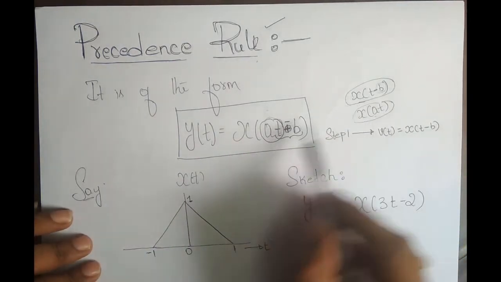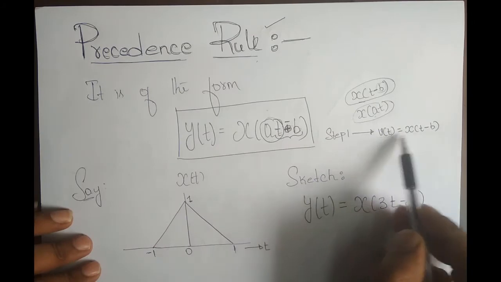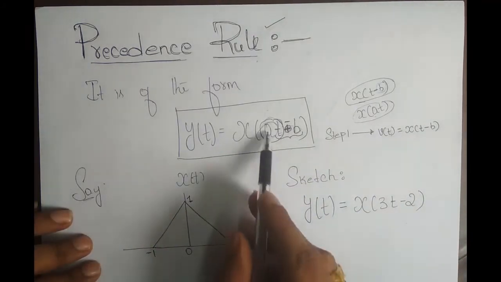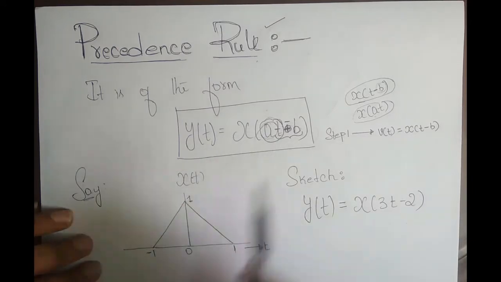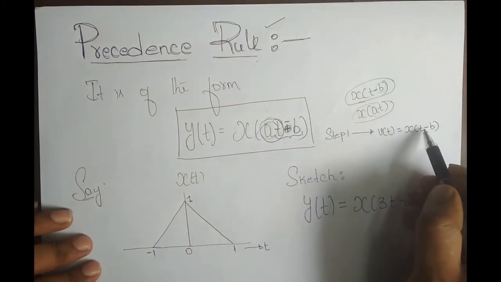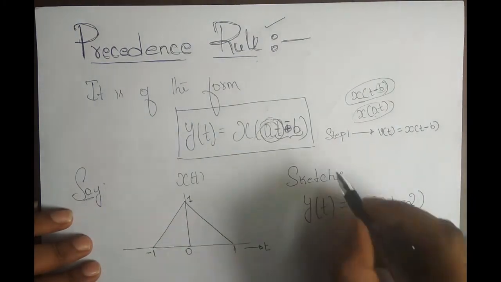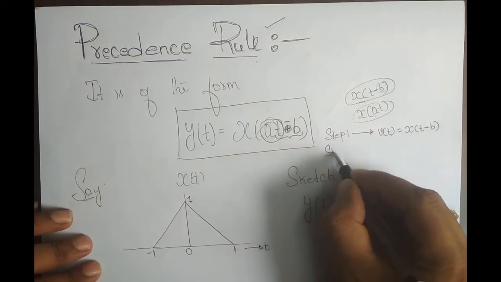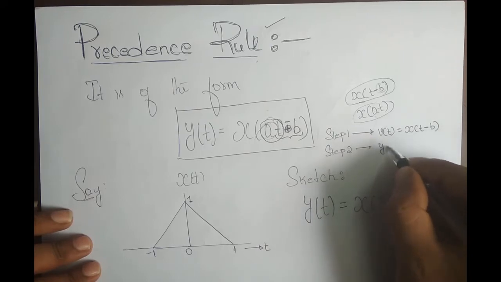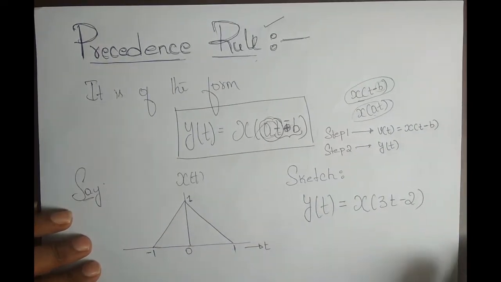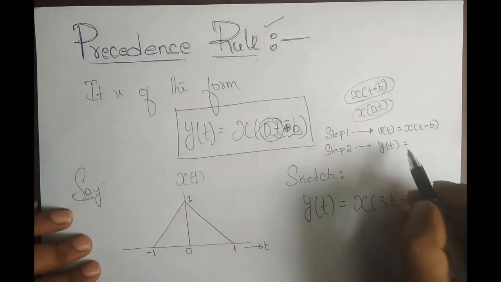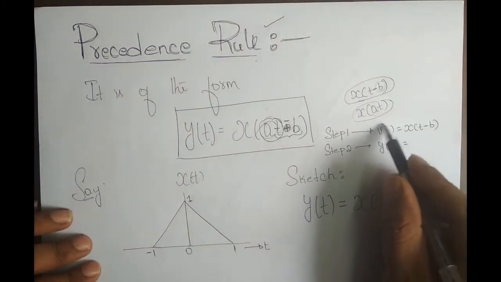So in our case, the shifting operation is x of t minus b. Whenever you are shifting it, ignore the scaling part. Don't even look at the scaling part. You just have to shift the signal x of t minus b. If it is plus, you make it plus. If it is minus, you make it minus. Fine. Now step number 2 is to plot the output signal y of t, and this involves only the scaling operation, and you have to perform the scaling operation on the intermediate signal.